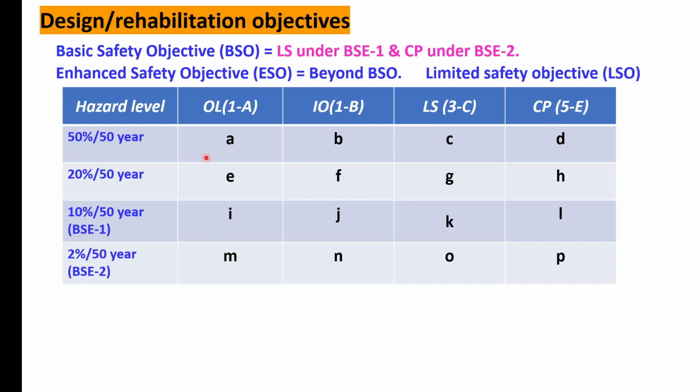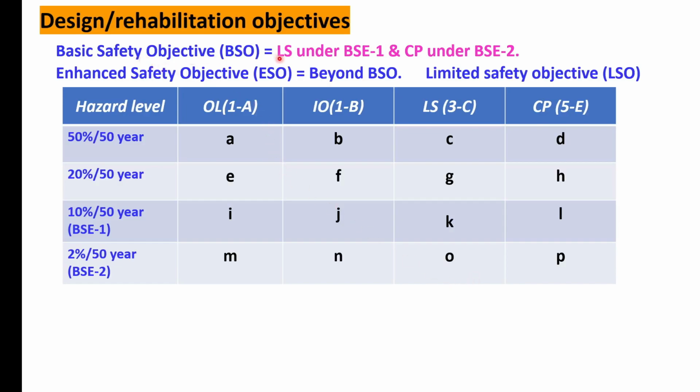We have written the letters A to P here in the cells consecutively. So these cells, let us take this cell F. What does it indicate? It indicates the building performance level here is IO, and this building performance level has to be achieved under the probability of exceedance of the earthquake, 20% probability in 50 years, this level of earthquake. So similarly, all other cells are telling about the performance level of this building and the corresponding hazard level.